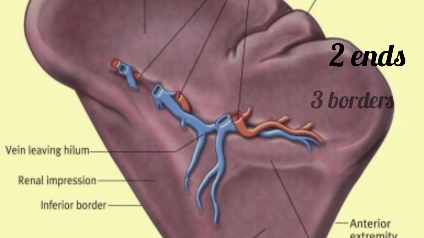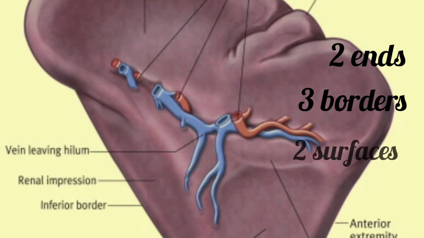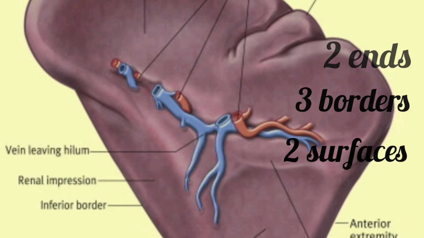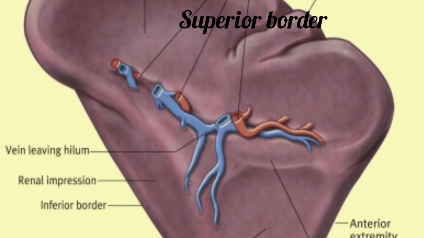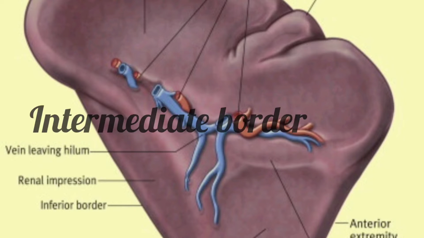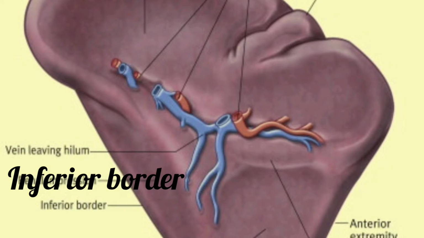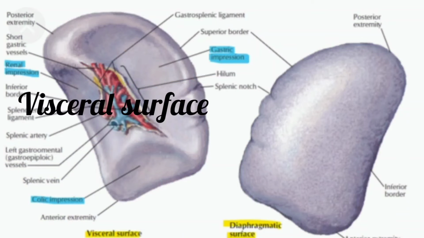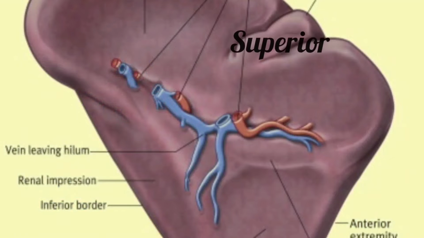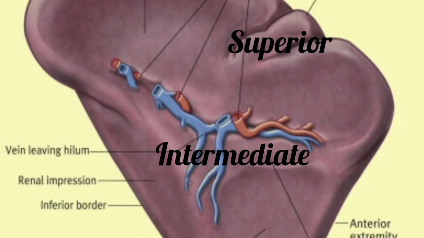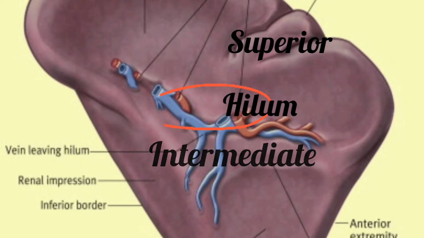The spleen has 2 ends, 3 borders and 2 surfaces. The 2 ends are the anterior end and the posterior end. The 3 borders are the superior border, intermediate border and the inferior border. And the 2 surfaces are the visceral surface and the diaphragmatic surface. And in between the superior and the intermediate border is the hilum.